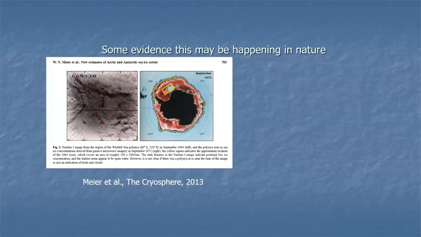And some evidence that this is happening in nature. In 1964, there was a weather satellite that went up for about 2 months before it failed, and it seemed to see an area of open water in the Weddell Sea. When the first weather satellites actually went up, starting about 1975, one of the things they saw is this Weddell polynya, so-called.